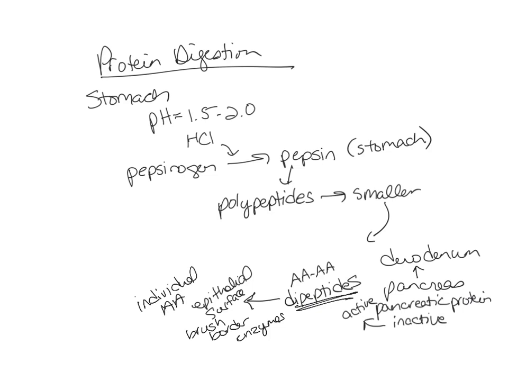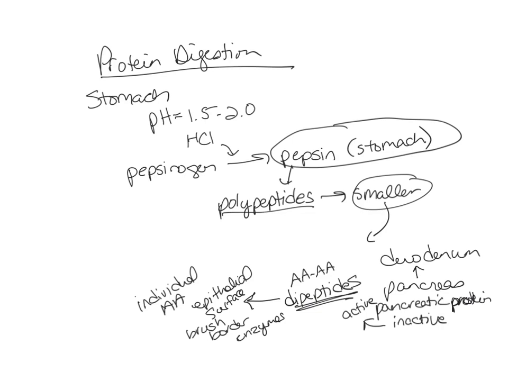So it's quite a process, right? The stomach starts out by breaking down proteins into polypeptides and then into smaller polypeptides. Then the pancreatic proteases break down those smaller polypeptides into dipeptides. Then we have the brush border enzymes on the epithelial surface that line the small intestine, and they're going to break down those dipeptides into individual amino acids. Now those amino acids can get absorbed into the bloodstream.